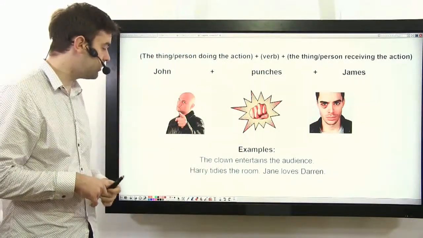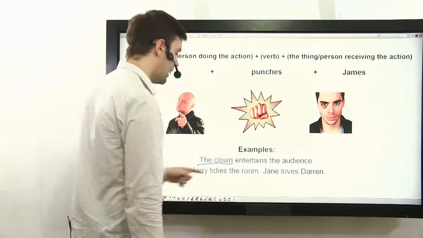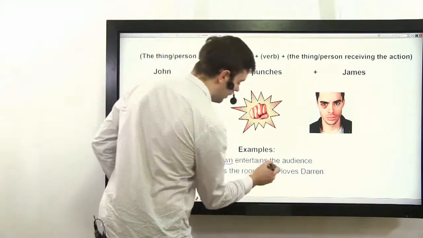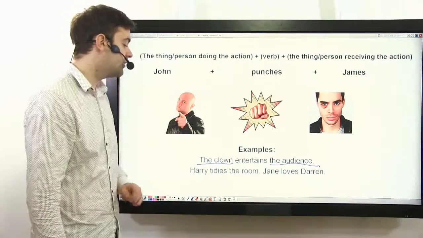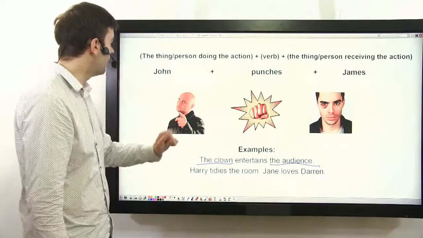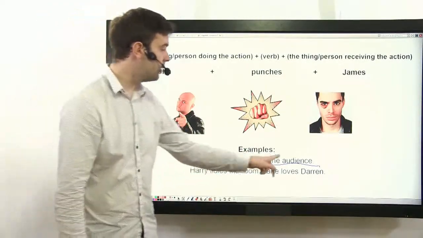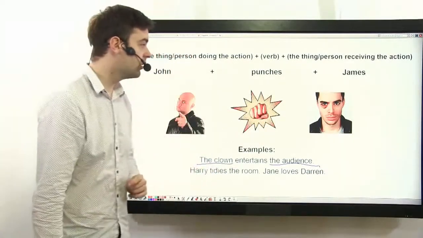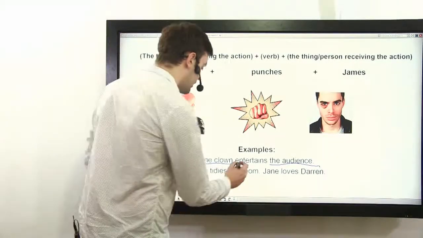Here we have some more examples. The clown entertains the audience. The clown is the thing or person doing the action, and the audience is the thing or person receiving the action. And entertains is the verb.